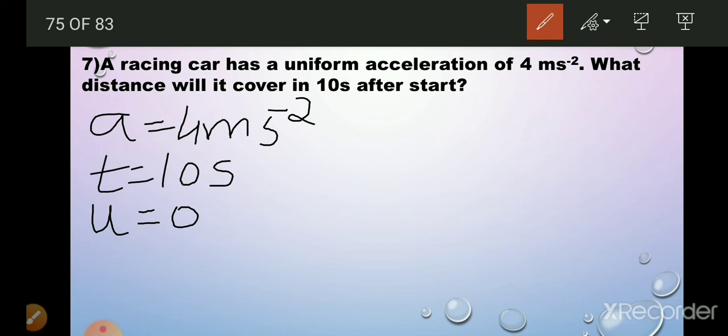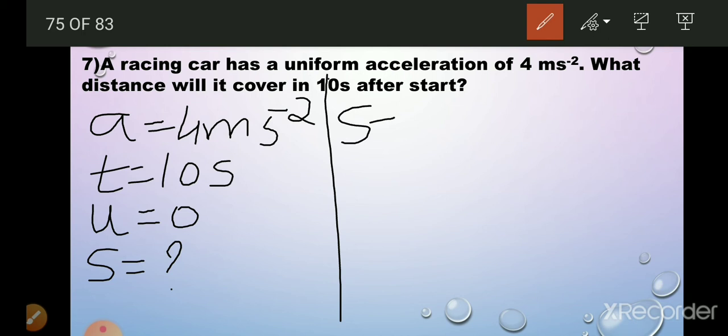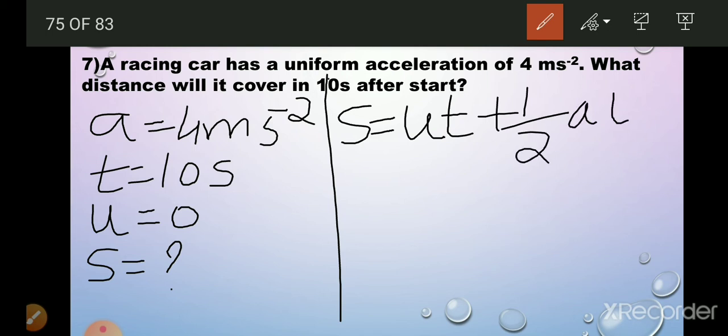So what you have to find? How much distance it covers, S you have to find. So to find S, you have the equation S is equal to ut plus half at square. Depending on the given things, you have to choose which equation to use, whether first, second or third equation. Here we can use the second equation to find S, because we know u, t is given and a is given.